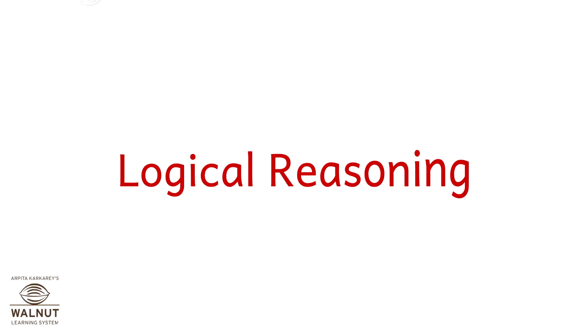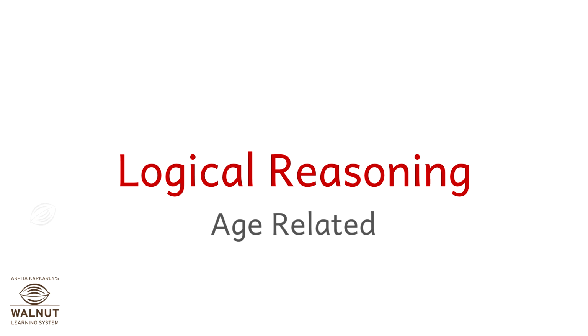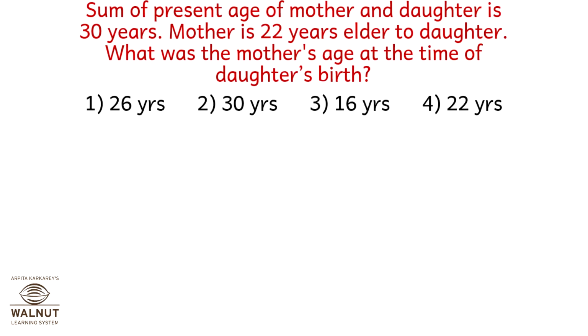Logical reasoning, age-related problems. Sum of present age of the mother and daughter is 30 years. Mother is 22 years elder to daughter. What was the mother's age at the time of the daughter's birth?